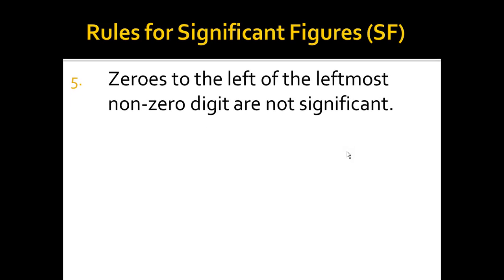Okay, so rule number 5. Zeros to the left of the leftmost non-zero digit are not significant. So what does it mean? If you, for example, have written a number such as 0.01, the number 0.01 has only one significant figure, and that is the digit 1.